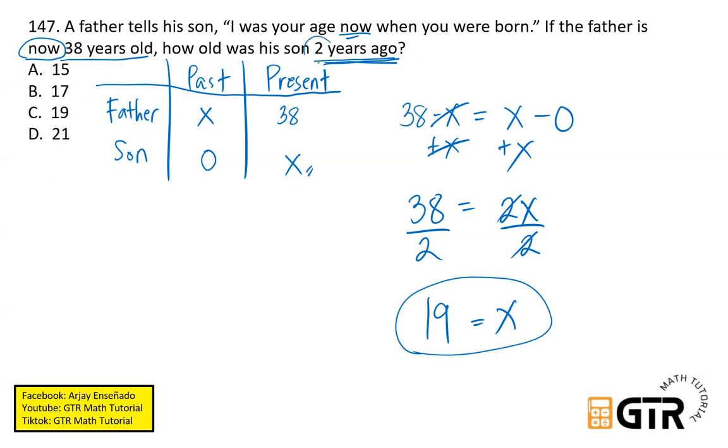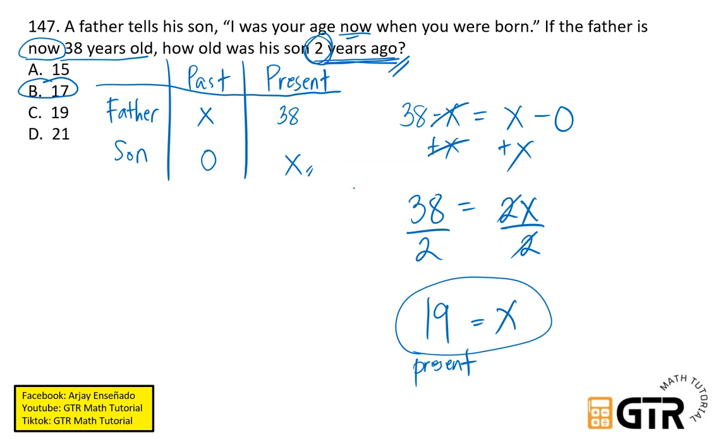Ang tinatanong ay 2 years ago. So 2 years ago, edi subtract lang tayo ng 2. So 19 minus 2, so therefore the answer will be 17. Dahil ang tinatanong, ulitin natin, 2 years ago ang hinahanap natin, ang 19, ito yung present. Okay? So present age yan, subtract lang ng 2 dahil 2 years ago ang hinahanap. So 17 ang correct answer.